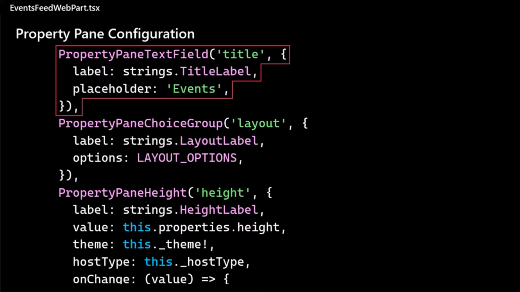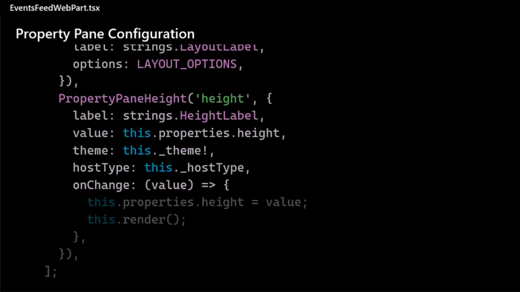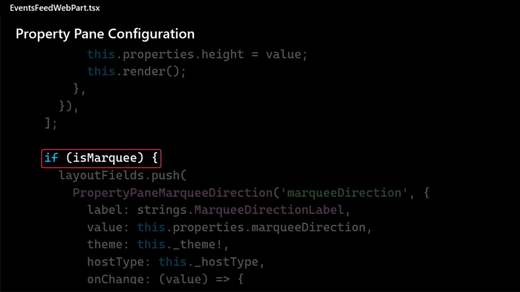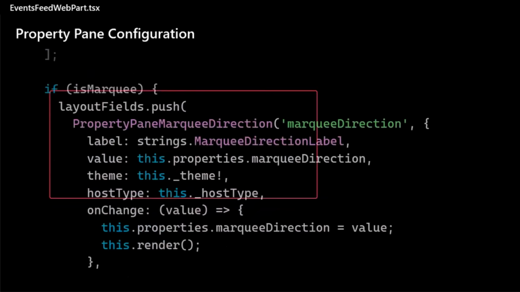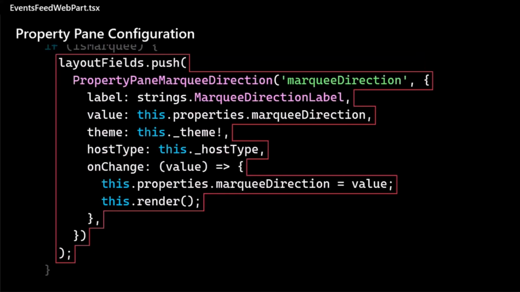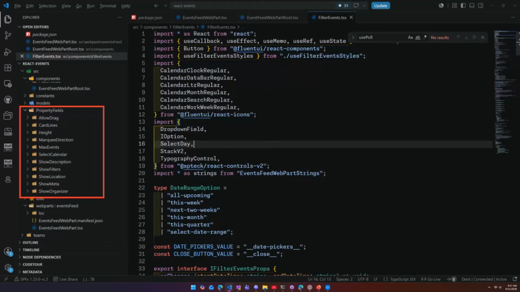it. So for example, we put the things that will always appear, like the title, the layout, and so on. But then we add additional conditional things. Like, for example, is it a marquee? If so, then push a PropertyPaneMarqueeDirection, which is a custom property pane field that we have. And if you look at the code that is available, Joao has about a bazillion property pane fields that are all customizable. It's a great study.